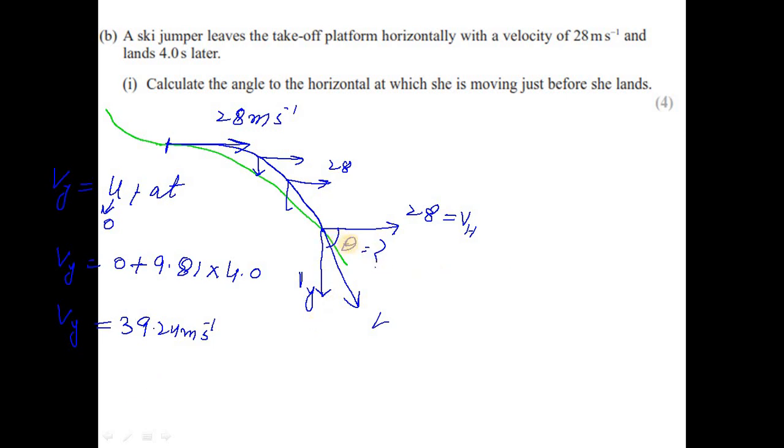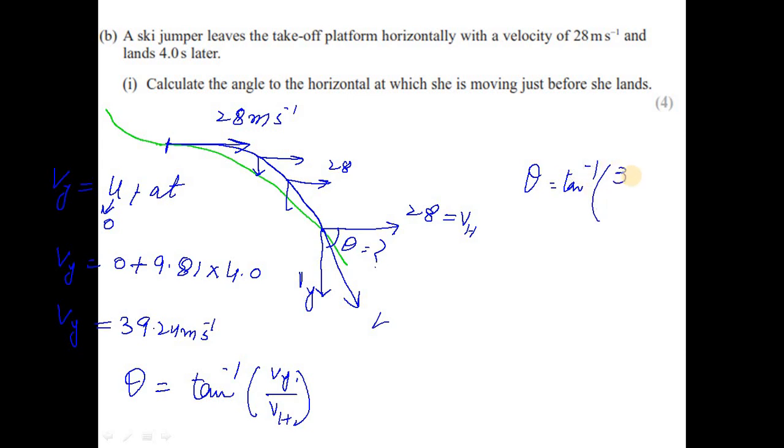And if you see, this is the situation. So theta, the angle to the horizontal, would be equal to tan inverse of Vy over Vh. Using this formula, theta is equal to tan inverse of 39.24 divided by the horizontal velocity, which is 28. So theta would be equal to 54.48 degrees. You can say 54.5. So this is the angle to the horizontal.